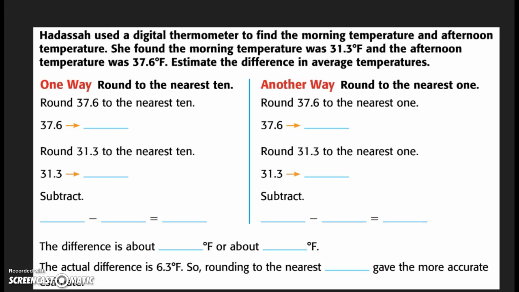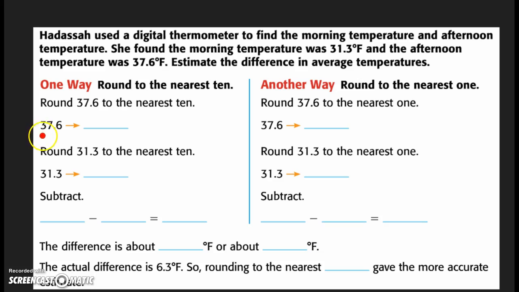All right, so our first question says, Hadassah used a digital thermometer to find the morning temperature and afternoon temperature. She found the morning temperature was 31 3/10 degrees Fahrenheit, and the afternoon temperature was 37 6/10 degrees Fahrenheit. Estimate the difference in temperatures. So we have two ways that we could round this. We could round to the nearest 10.